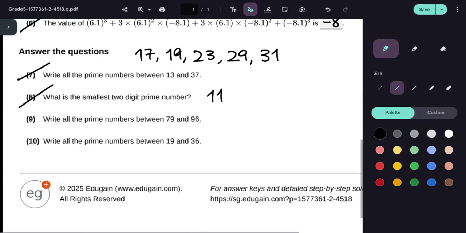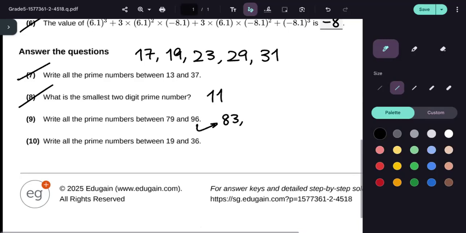Question 9. Write all the prime numbers between 79 and 96. Again, do you include? No. So we will start from a very nice number of 83, because 81 has 81 divided by 9. 83 I think don't have.